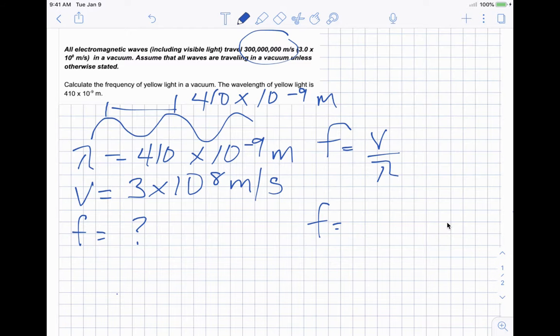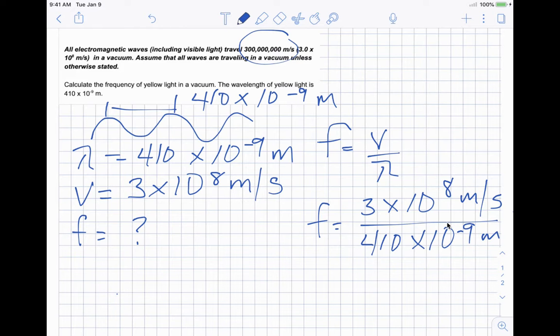Now I plug in my known variables. So I know that my velocity is 3 times 10 to the 8 meters per second. Remember, we're always showing units. No naked numbers are allowed. Over 410 times 10 to the minus 9 meters.